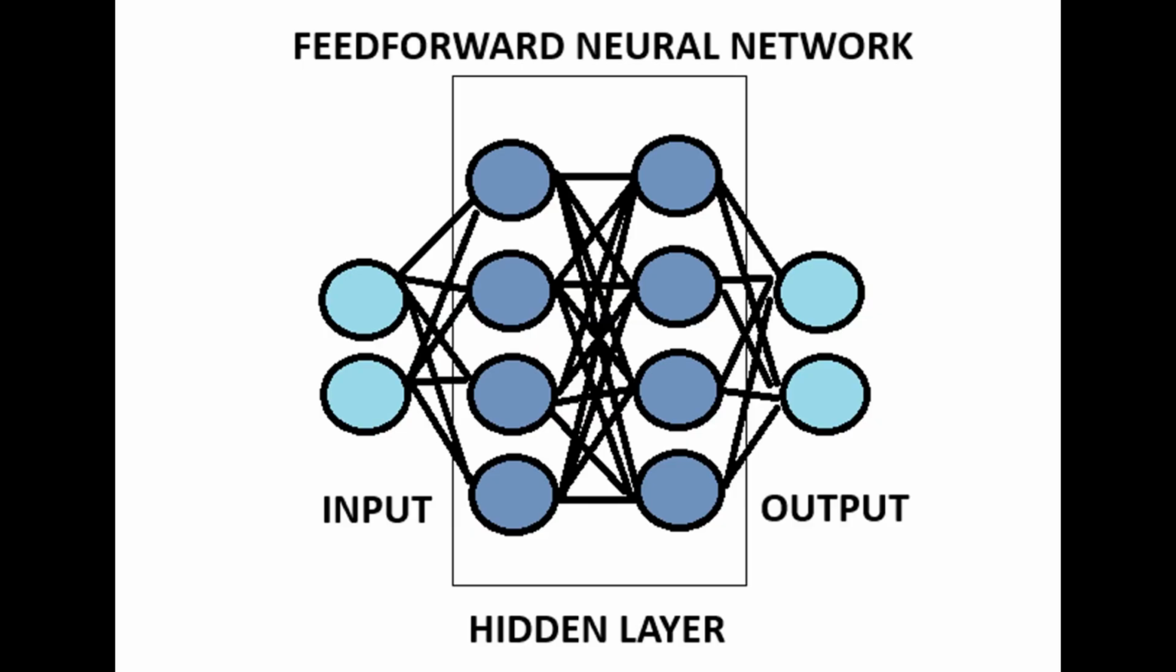The machine learning model I'm using is a feed-forward neural network. This is the foundation of deep learning, where the architecture of this model works such that data just flows in one direction, from the input to the hidden layer to the output.